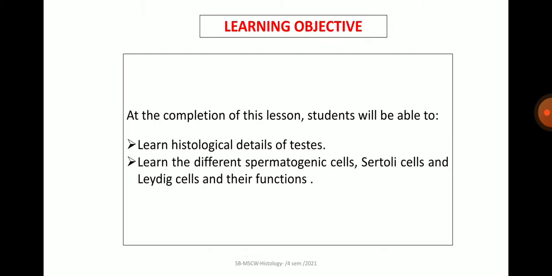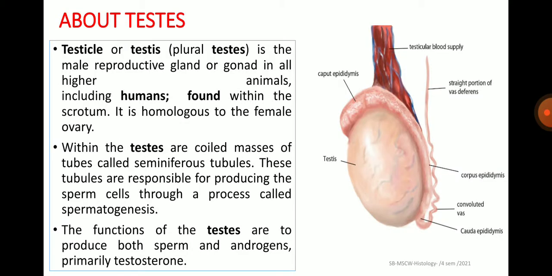So the learning objective would be, at the completion of the lesson, the students will be able to learn histological details of testis and also learn the different spermatogenic cells, then Sertoli cells and Leydig cells and their functions. So this is all about testis.